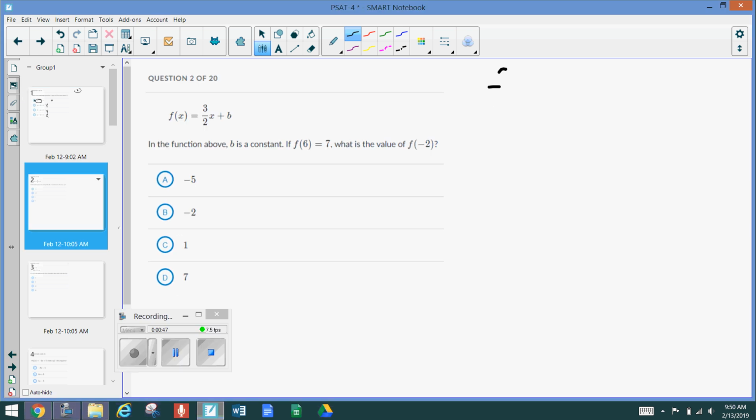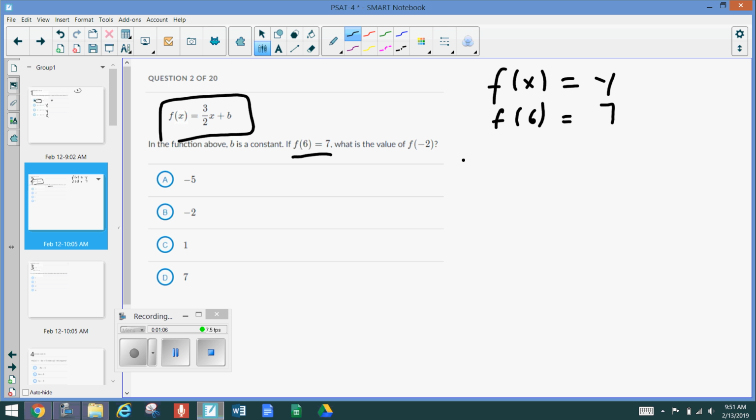Main thing in this question, f of x is equal to y. We know this one. So then I'm going to match this with the main formula. So f of 6 is equal to 7. This is given. Now let me write this one again. f of x is equal to 3x over 2 plus b. Now, what was x? 6. So y is 7.